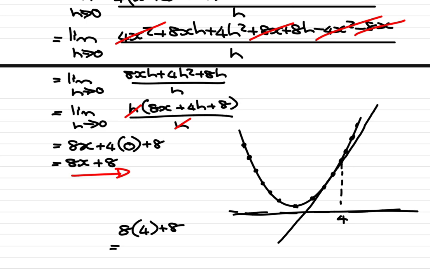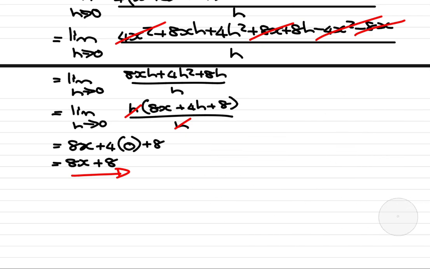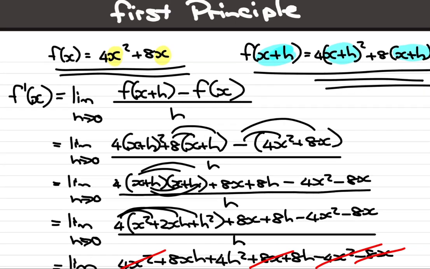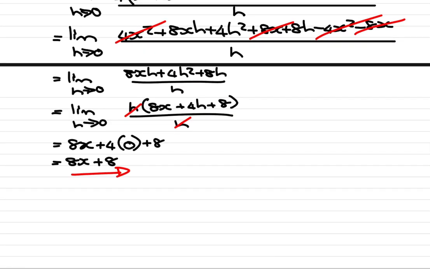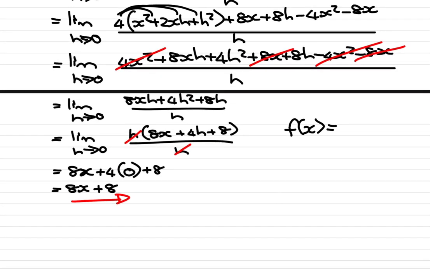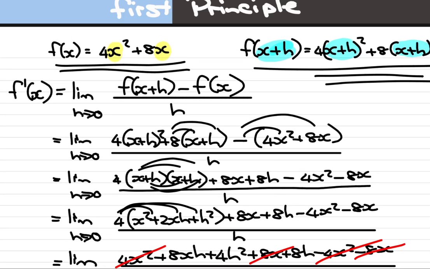But this was not the question. The question was just to find the derivative, and we've done it. We've used the first principle. You can always test your answer by just deriving this quickly. So we can just check our answer. The original function f of x was 4x squared plus 8x. Was it 8x? Yeah, it was.